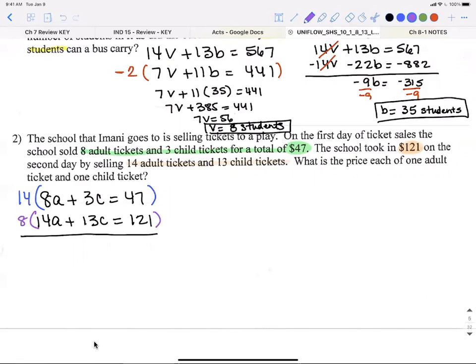Now, again, you got to think through this. Right now, as it stands, if I multiply both by a positive, I'm going to get a positive and a positive. So I need to run a negative through one of them. Okay. And it doesn't matter which one. Yes.